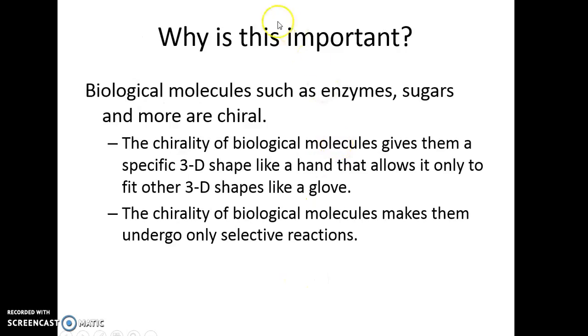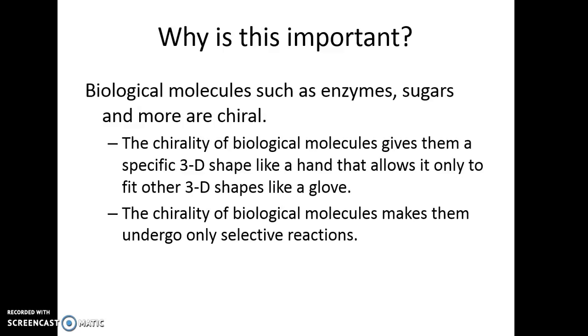Why is this important? Well, biological molecules like enzymes and sugars are all chiral. Your body's chiral. If you were to look at the mirror image of yourself, you would see that your heart would be on the right side rather than the left. And this chirality extends all the way down to the teeniest, tiniest little molecules in there.